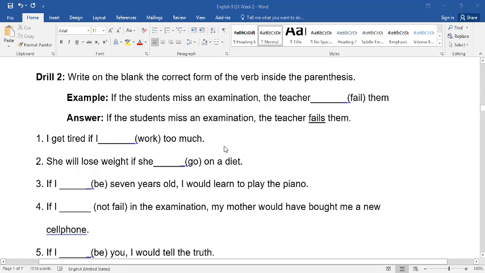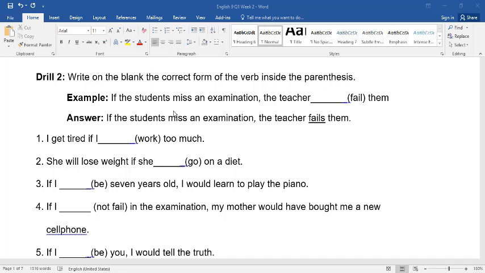Drill number 2, write on the blank the correct form of the verb inside the parentheses. You have here the verb, but review the conditionals. Depending first, you need to identify what type of conditional is it. And then what should be the correct form of the verb? Is it in the simple past tense, past perfect tense, present perfect tense? Should you add D, ED, etc.? So just write your answers again on the blank.